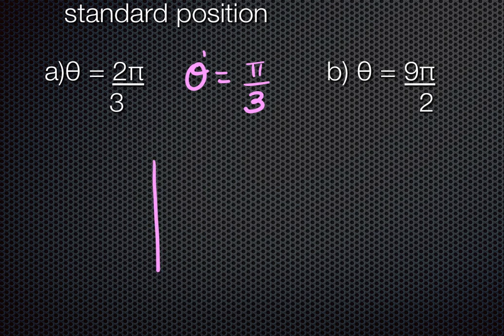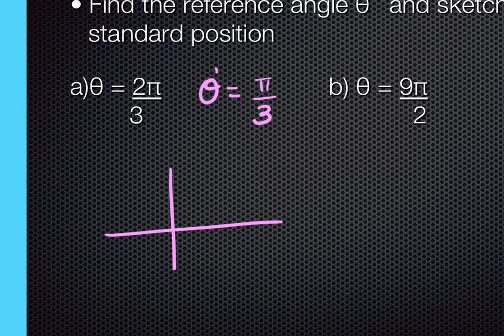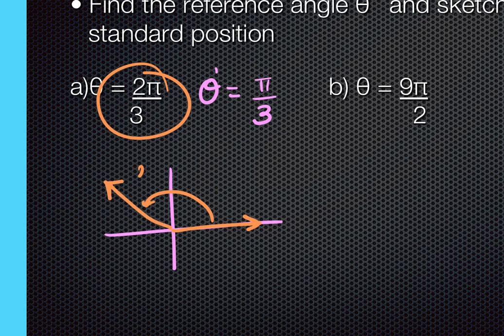So then it says sketch this in standard position. Theta, the original one, is 2 pi over 3, which looks like that. And the reference angle is pi over 3, which looks like that. The reference angle, when drawn, should always be in the first quadrant.